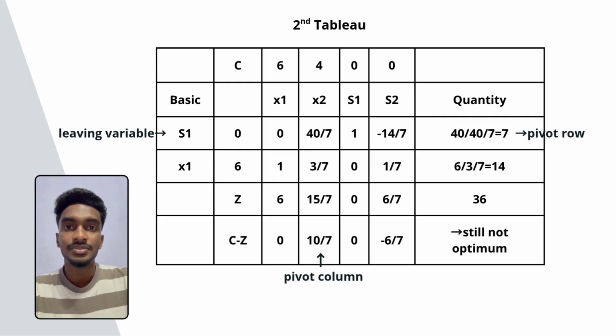In the second tableau, x1 enters the basis. After updating our rows, we look at the C minus Z row again and see a positive value of 10 over 7 under x2. This makes x2 our new pivot column. The leaving row is now x1. Since there is still a positive value, we have not reached the optimum solution yet.